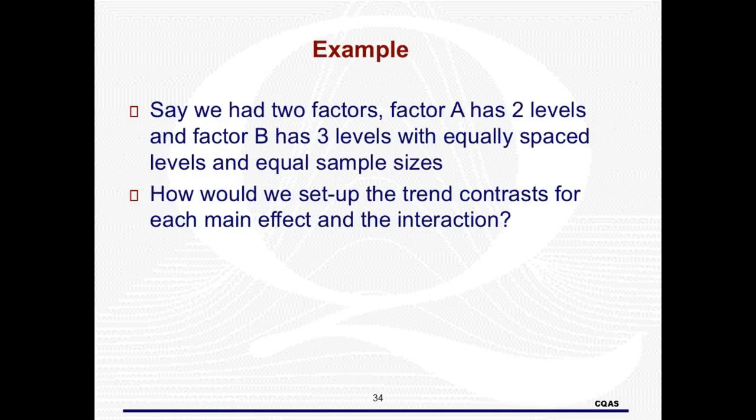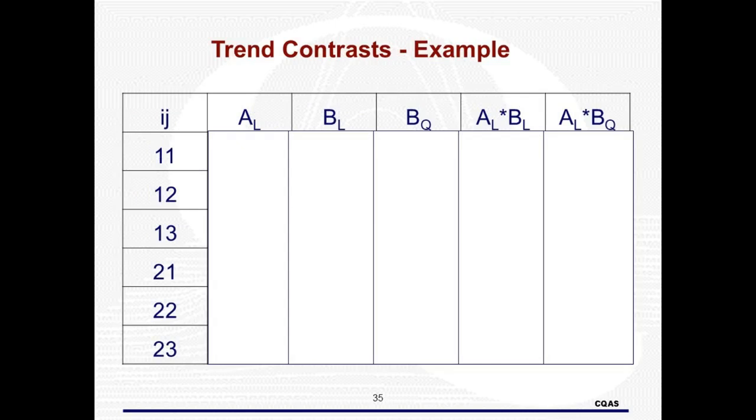Here is an example of a 2-factor experiment in which we wish to set up trend contrasts. First, look at the headers. Across the top, we have split the factors and interactions into their respective linear and quadratic pieces. Then we have the ij terms along the horizontal. This is an indication of which level belongs with which factor, i for A and j for B.